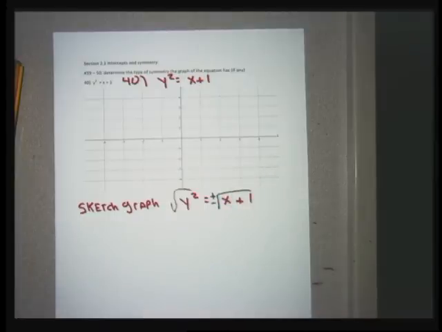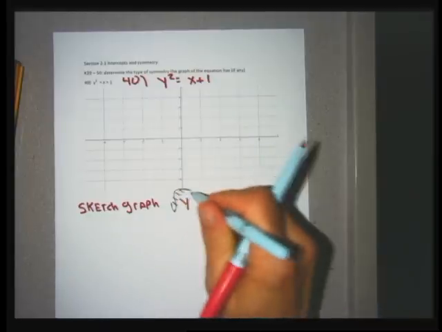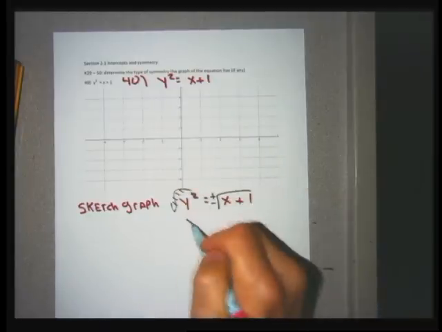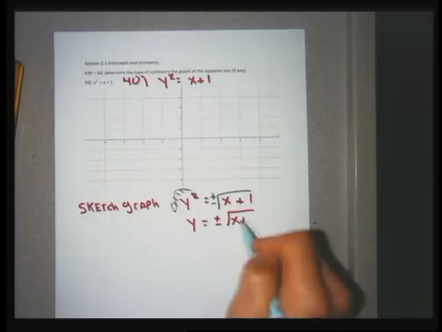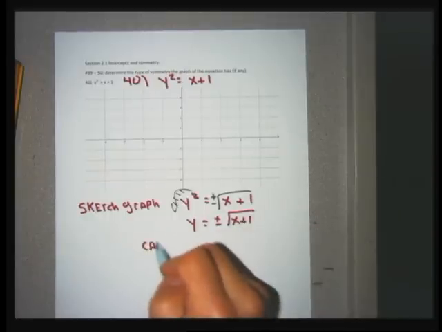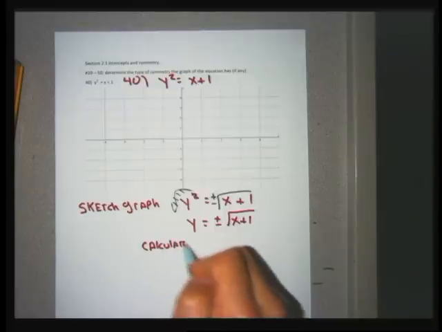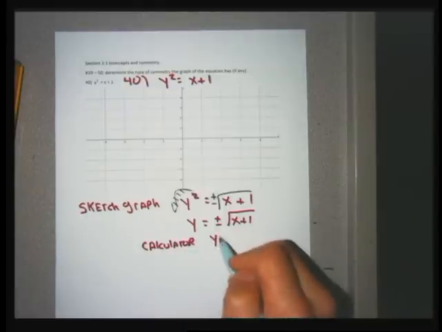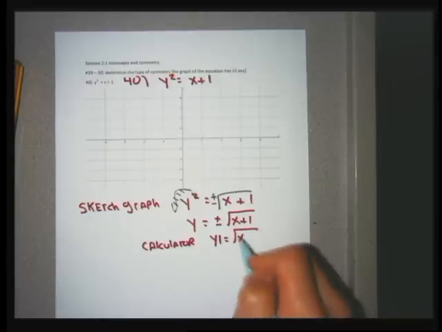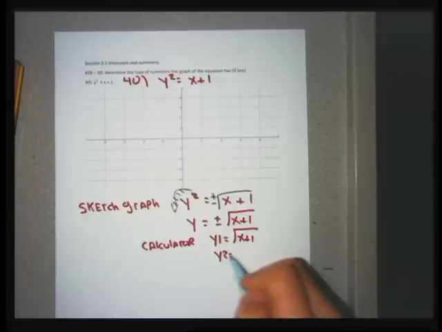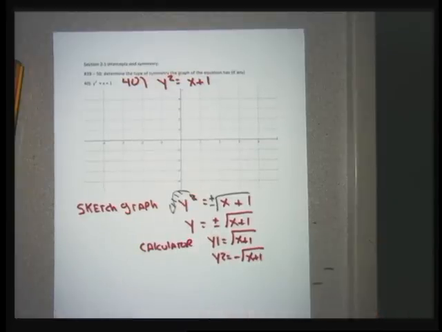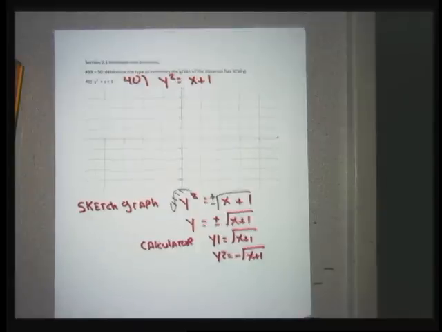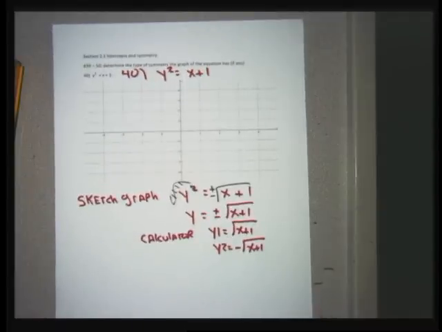On the left side, I'm going to cancel out the squares and get a y. And on the right side, I get plus or minus the square root of x plus 1. On my calculator, I'm going to enter y1 equal the square root of x plus 1 and y2 equal the negative square root of x plus 1. I'm going to graph those. I'm going to look at the graph and figure out what kind of symmetry, if any, I think it has. And then, after I think I know the symmetry, I'm going to do the test.